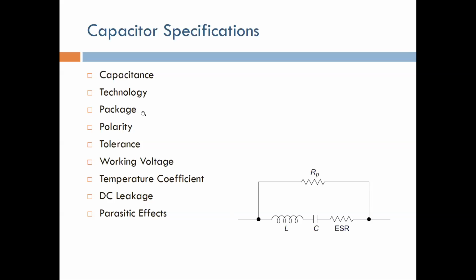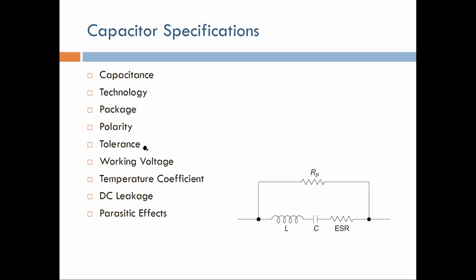The package also is very important. Like what we saw here, you can have through hole, you can have surface mounted. The same thing we talked about in the resistance. The polarity: some technologies have polarity, some others don't. So you can choose if you want to have a polarity for your capacitance or not. And this is one of the specifications you choose in a particular capacitor.